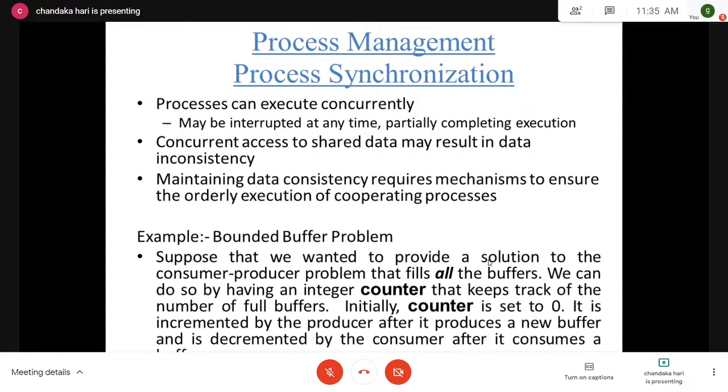The producer is always incrementing, the consumer is always decrementing. Now, if you are not using any proper security mechanism for this counter value, the data is going to enter an inconsistent state.